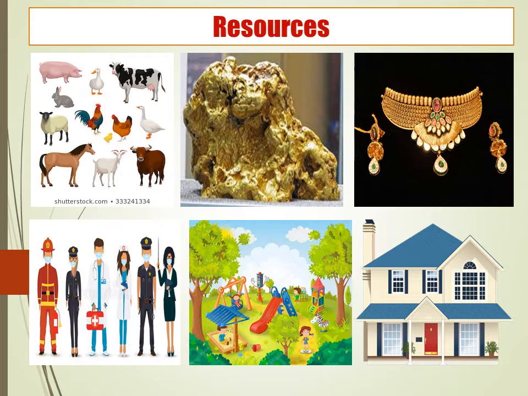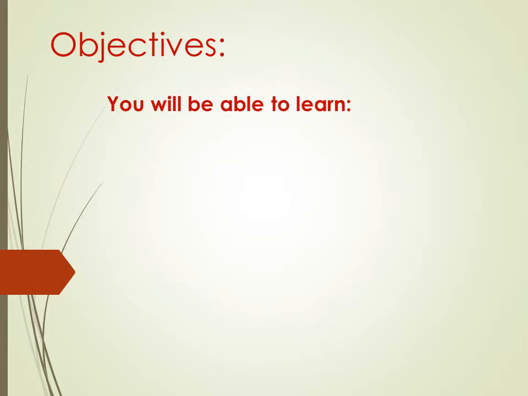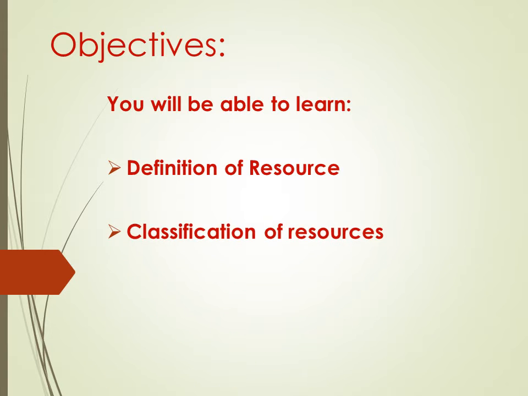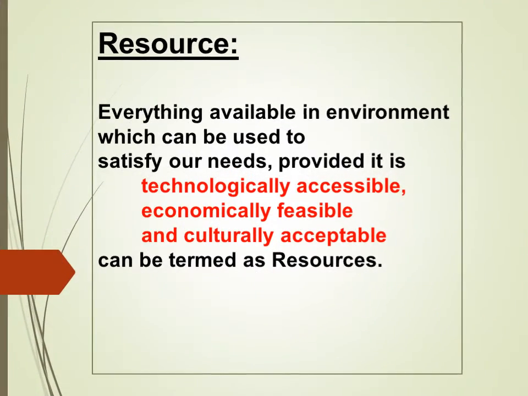Some are readily available in nature, some are created by human beings according to our utility. Children, at the end of this chapter, you will be able to learn the definition of resources, classification of resources, and the types of resources. Everything available in the environment which can be used to satisfy our needs, provided only if it is technologically accessible, economically feasible, and culturally acceptable, can be termed as a resource.